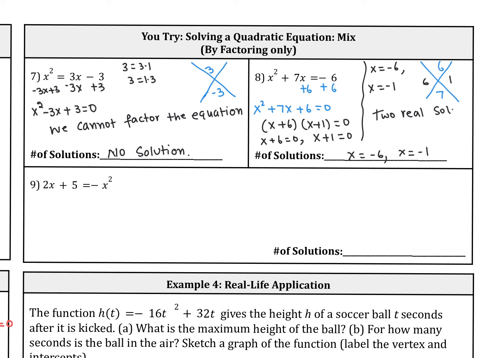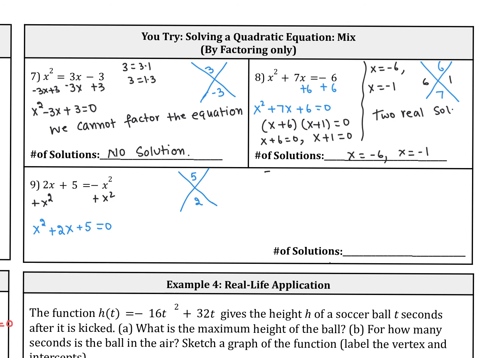Next, you're going to add x squared on both sides. And then the equation you're going to get from here is x squared plus 2x plus 5 equals 0. You're going to make a cross. And 5 goes on the top and 2 on the bottom. You're looking for two numbers. When you multiply, you get 5. And when you add, you get 2.